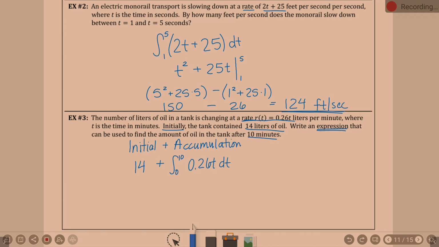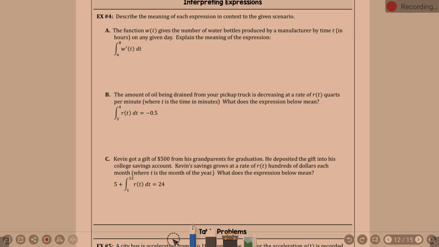Okay, you got your words ready? Your words. Describe. I'm going to be looking for words. Describe the meaning of each expression in context to the given scenario. The function W of t gives the number of water bottles produced by a manufacturer by time t in hours on any given day. Explain the meaning of the expression: the amount of water bottles produced from t equals 4 to t equals 8.